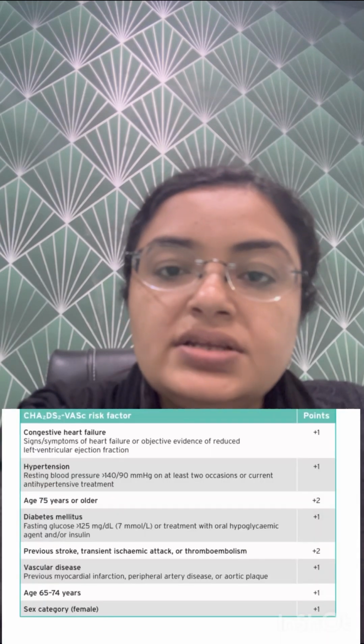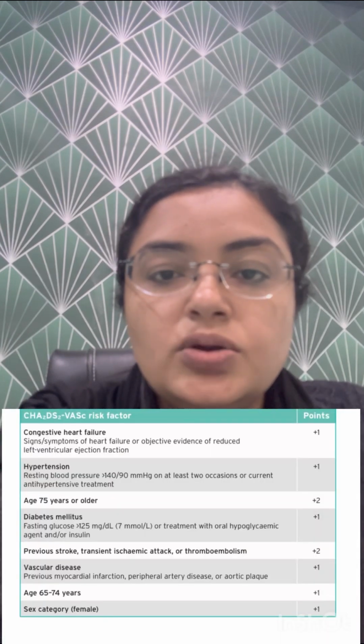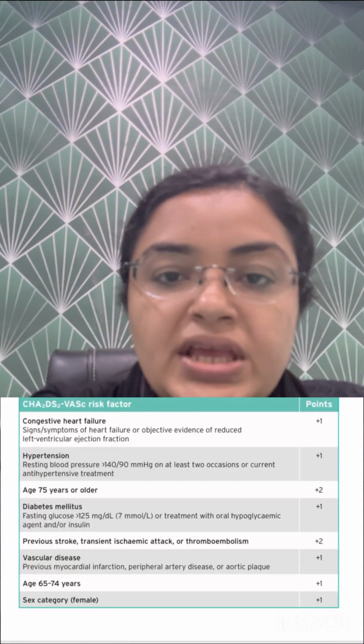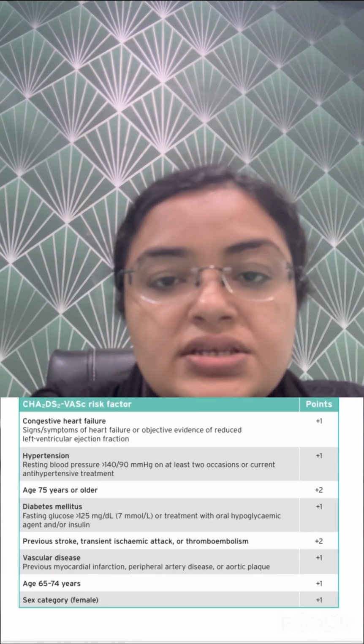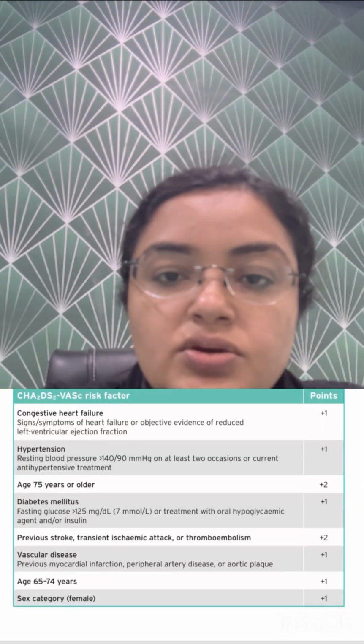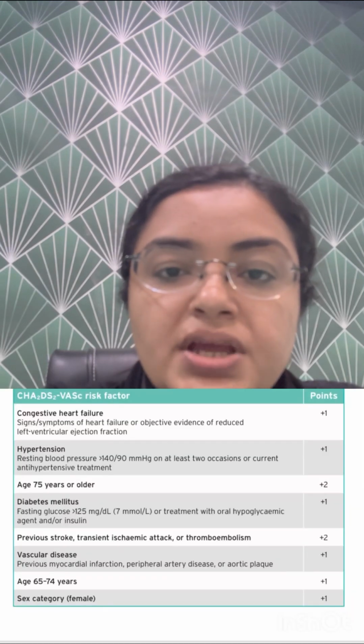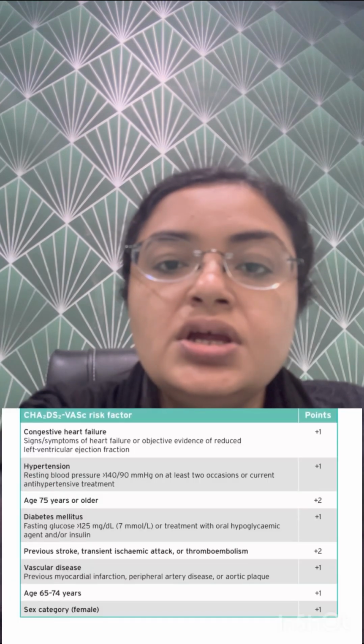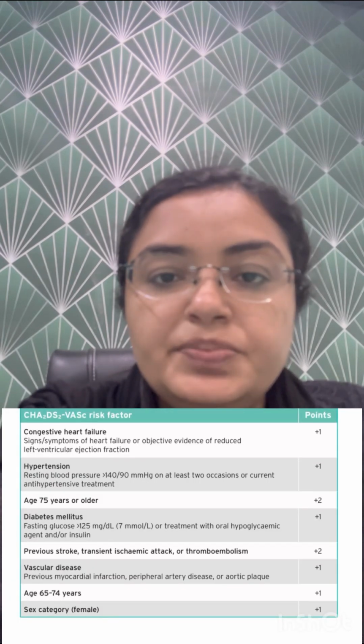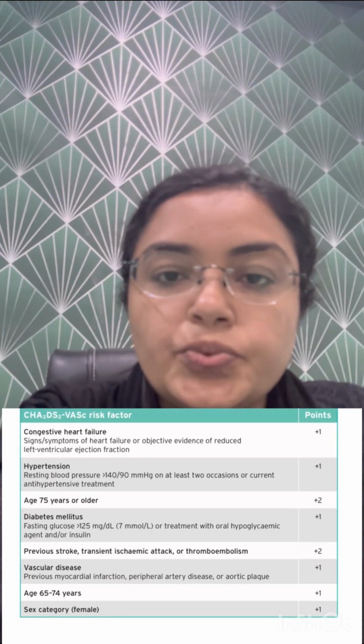If we get 0, in either male or female, it is low risk. If it is 1 in a male, anticoagulation should be considered, and with 2 or more in either male or female, anticoagulation should be started in patients with AF for stroke prevention.